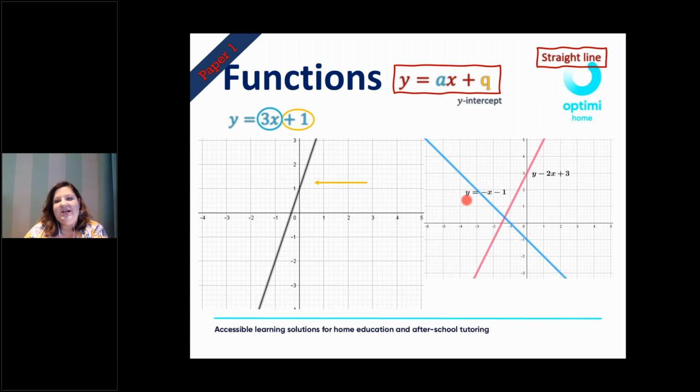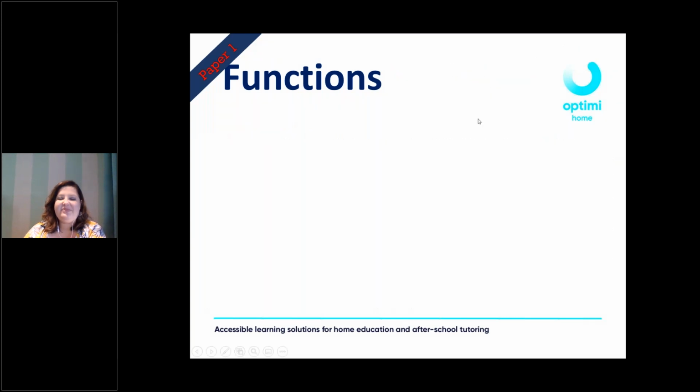If you look at the blue line, y is equal to -x minus 1. It should have a negative slope, right? Because my gradient is negative. And it needs to cut the y-axis at -1, which is also clearly indicated over there. Okay, I think that was quite easy.